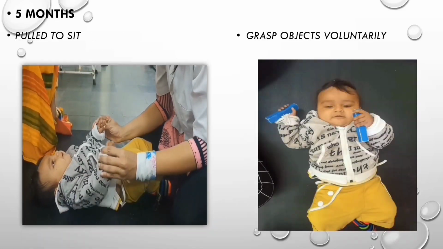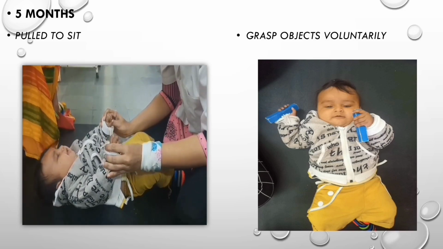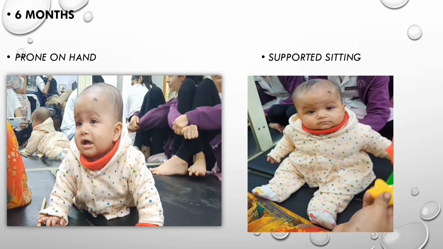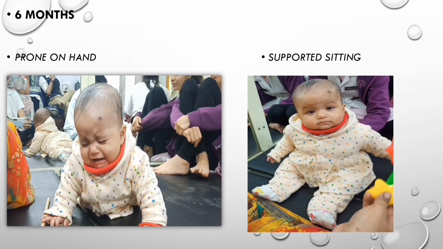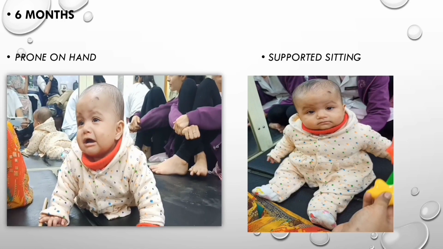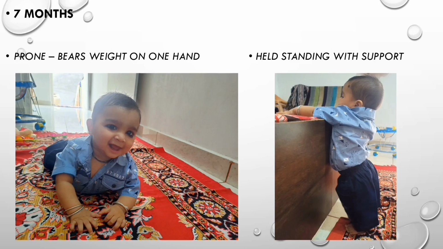5 months, pull to sit: no head lag, full head control, able to grasp objects voluntarily. 6 months, prone on hands: weight on hands, not forearms, chest and upper part of abdomen off couch. Supported sitting. Supported standing: held in standing position, almost full weight on legs. 7 months, prone: bears weight on one hand. Second, held standing with support.